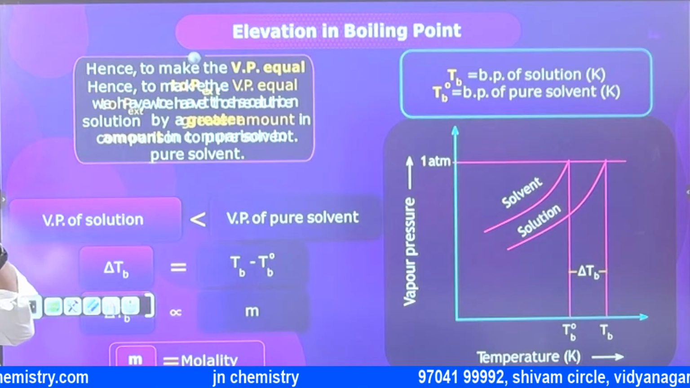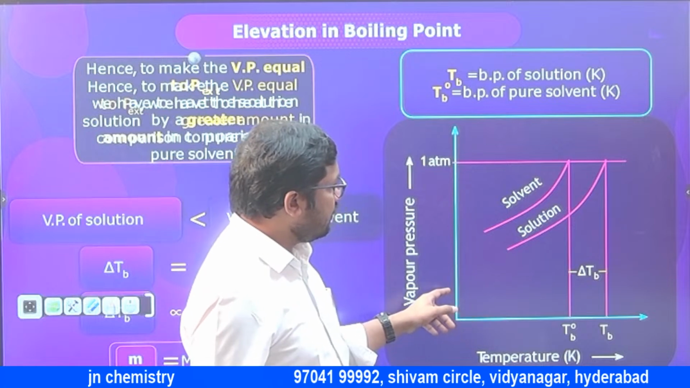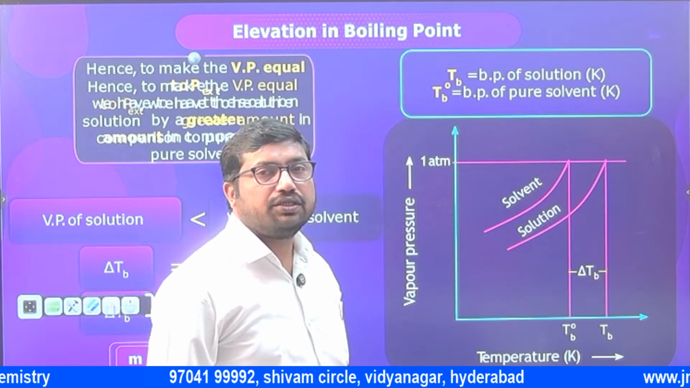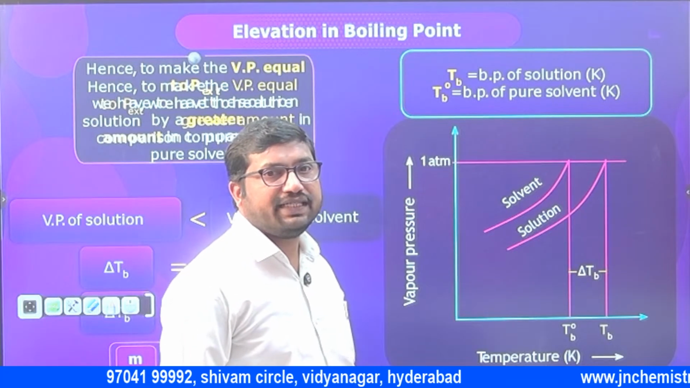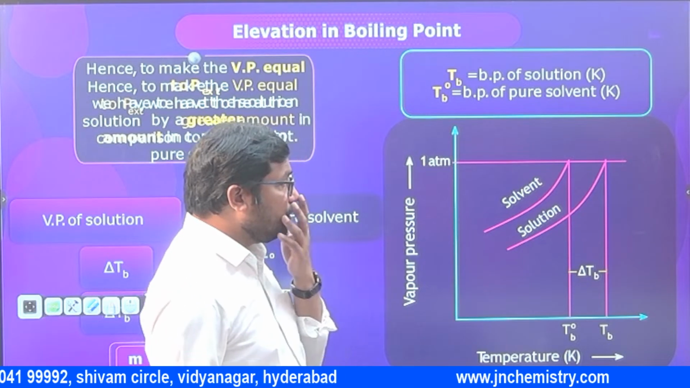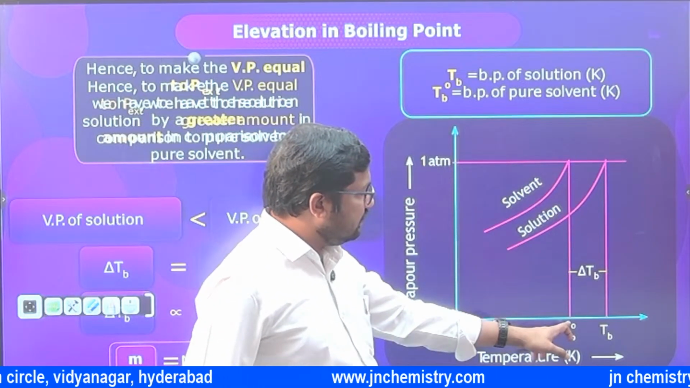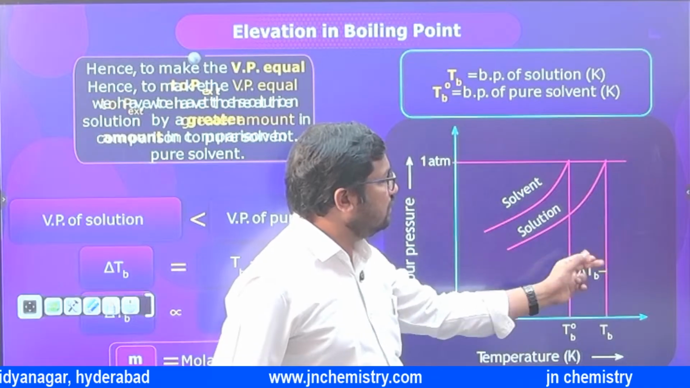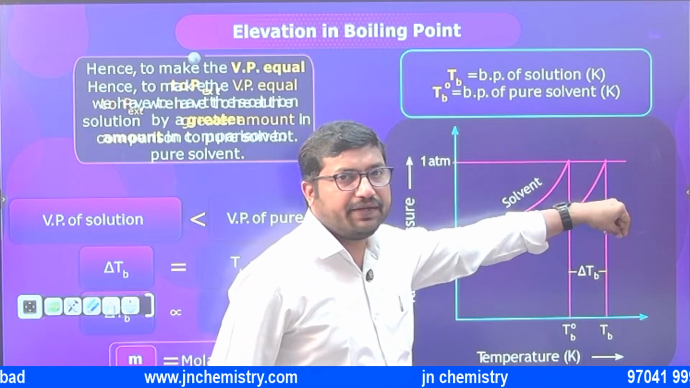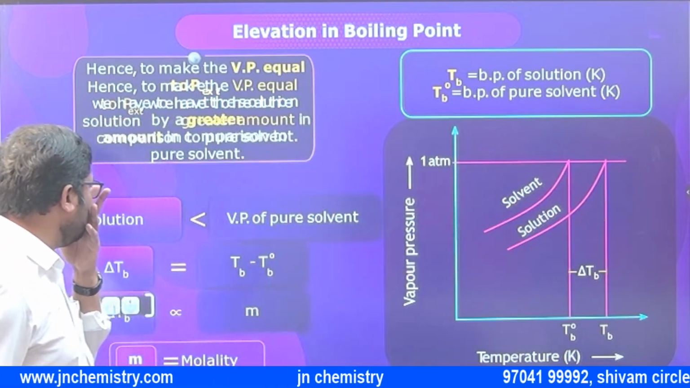So elevation in the boiling point, try to understand in this case. Which one, solvent or solution, has the higher boiling point? Solution. The solvent boiling point is here, the solution is somewhat higher, so the difference is delta TB. When we add the non-volatile solute, the boiling point increases, which means the vapor pressures of both are equal in that case.